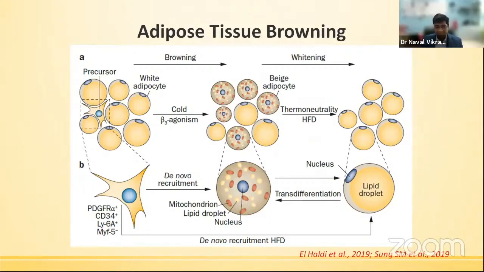The other factor is that there are pluripotent cells also present in the adipose tissue, which may either recruit themselves and become beige adipocytes, or they may become white adipocytes, depending upon the stimuli that they receive.